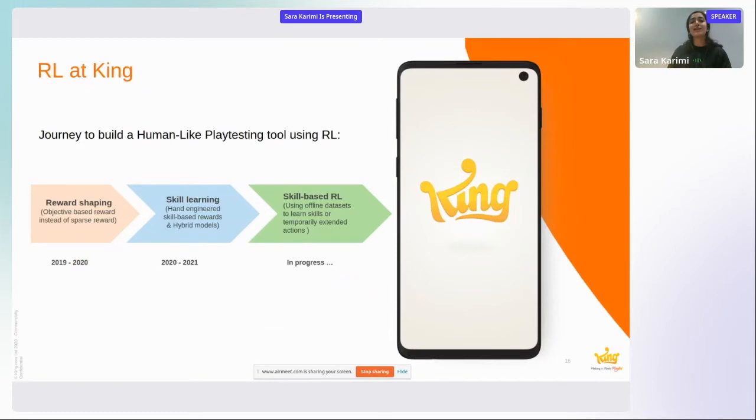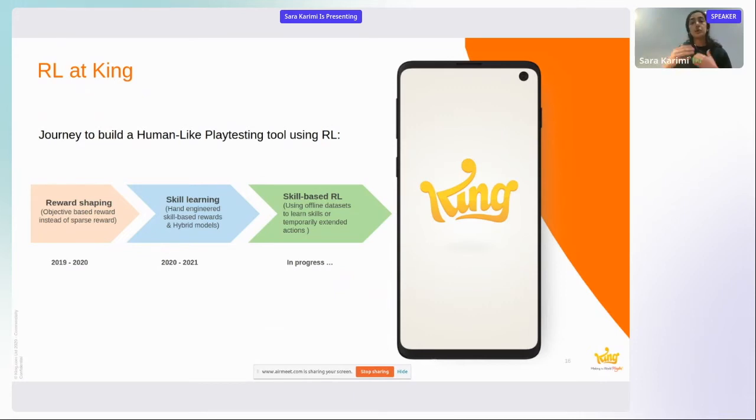So here at King, we are aiming to build a playtesting bot to validate the quality of levels in the games. And for this, we have tried different techniques, but we are also focusing on reinforcement learning. And one of the major goals of this agent is to provide human-like behavior. So the journey of reinforcement learning started by looking into reward shaping. We started designing reward functions that were objective-based. Basically, they reflected the objective of the levels.